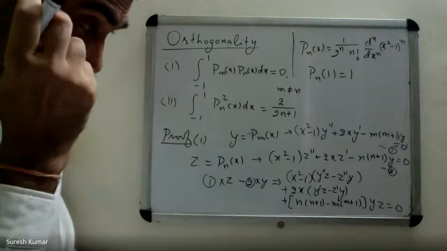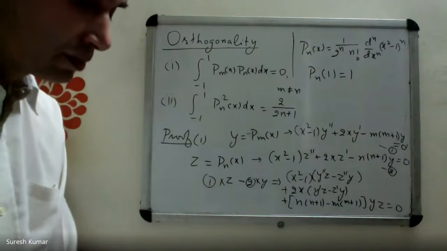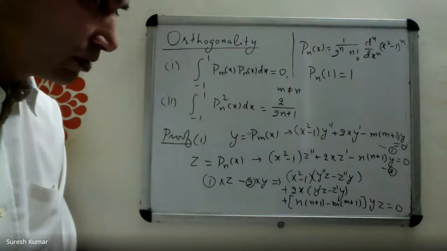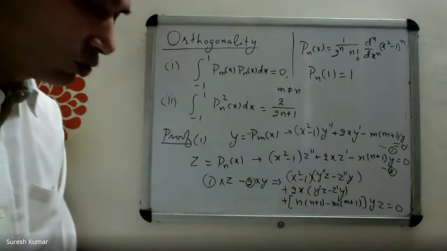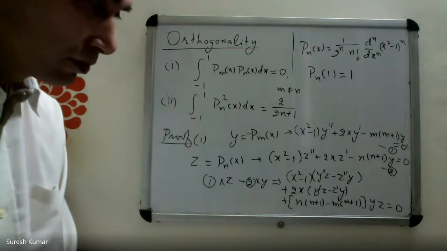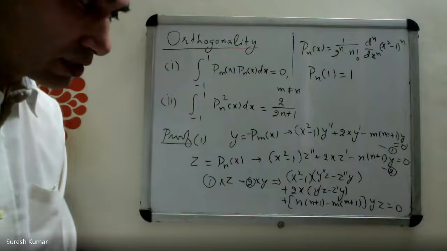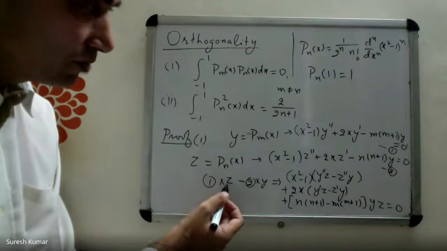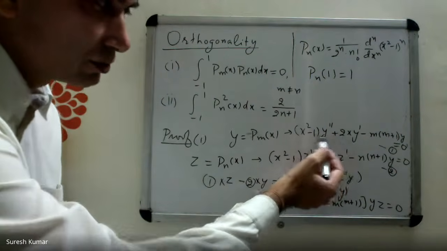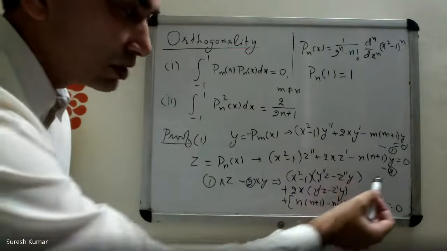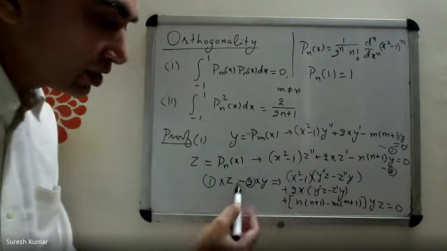Should it be n into n plus 1 minus m into m plus 1? Yes. (x square minus 1)(y double prime z minus z double prime y) plus 2x(y prime z minus z prime y). I think it's correct. So what is the operation you are using? Multiplying the first equation by z and the second by y, and subtracting the 2.